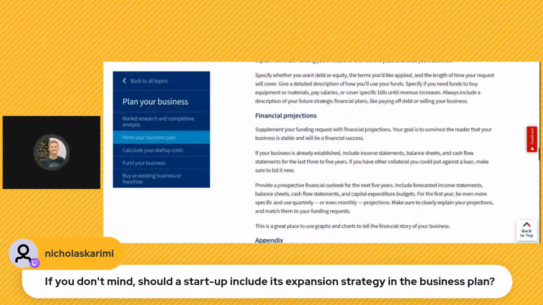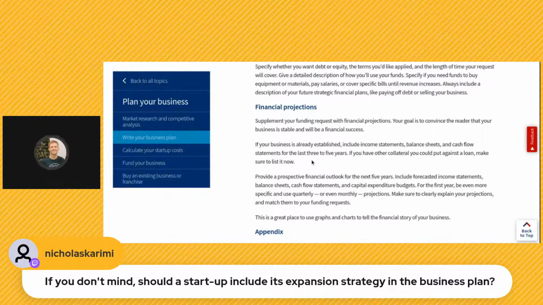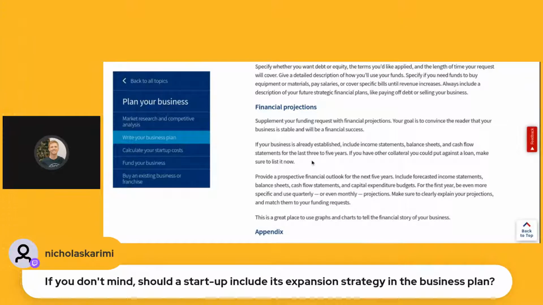You can talk about financial projections as well. This is really another important place where you can talk about your expansion strategies. You want to explain your projections. And so when you're explaining your projections, you can outline the expansions that you're going to go through to meet those projections.